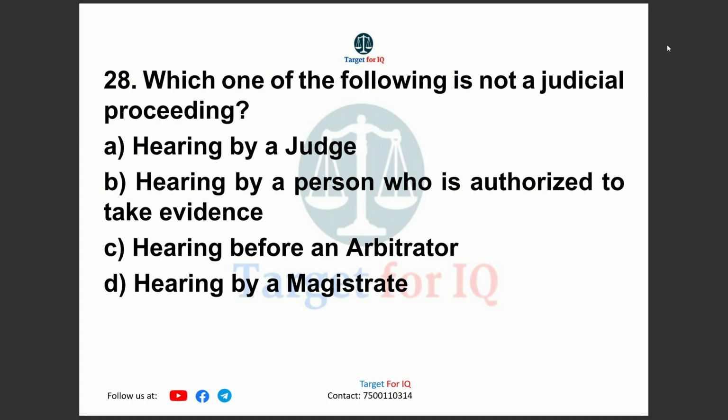Question number 28. Which one of the following is not a judicial proceeding? Option A, hearing by a judge. Option B, hearing by a person who is authorized to take evidence. Option C, hearing before an arbitrator. Option D, hearing by a magistrate. The correct answer to this question is option C, hearing before an arbitrator.